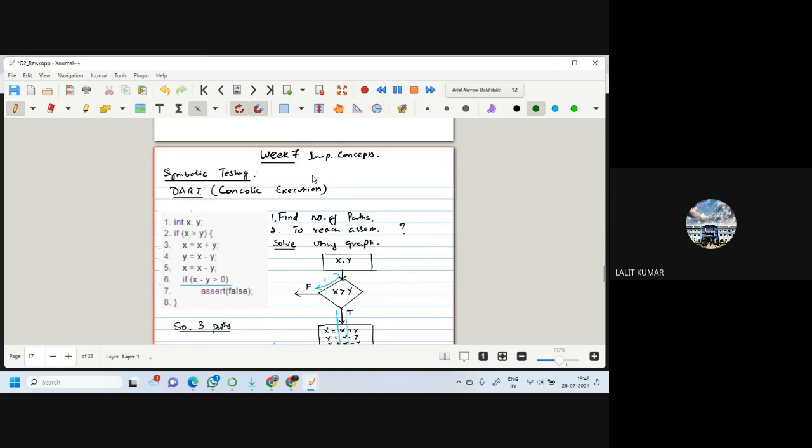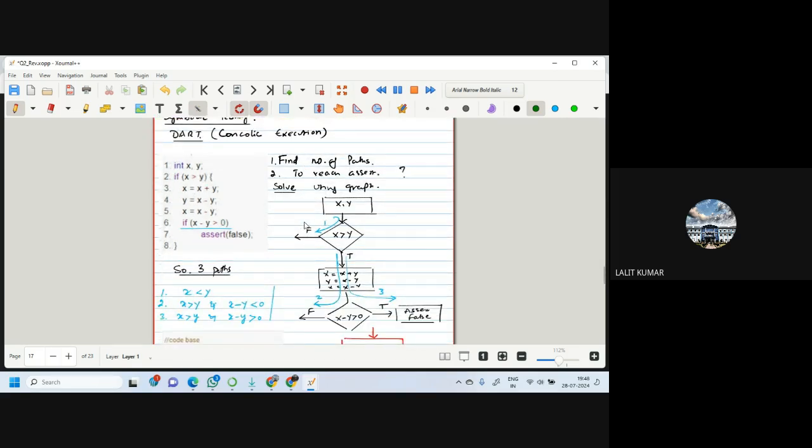So in week 7, we have come to symbolic testing, where we don't give the values, we take those values as symbols, and we do the symbolic testing to see how those values are changing. And then we have something called DART, which is a form of concurrent execution, that on the fly gives the values, and then it generates the predicates also to check the paths. So we will see all this with examples.